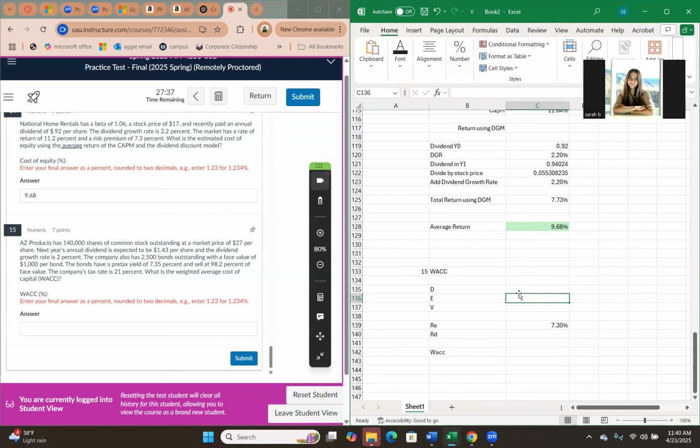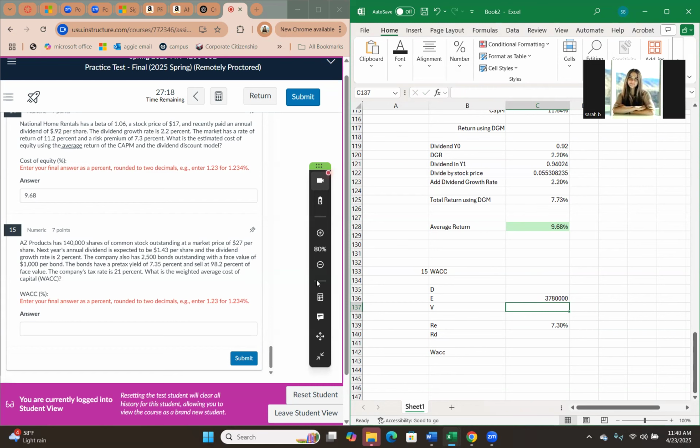And so our total equity value is going to be 140,000 shares outstanding times $27 per share. So we get 3,780,000. Okay.